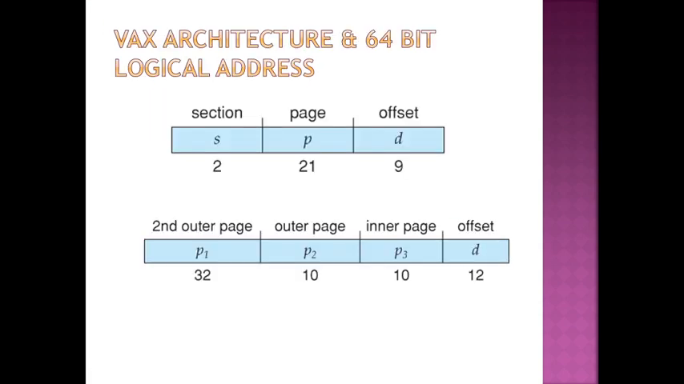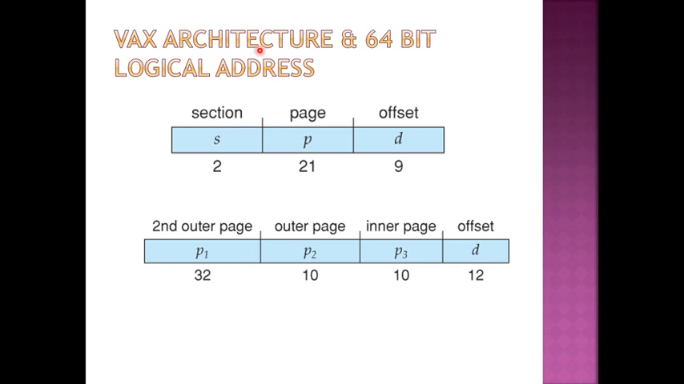Considering an architecture known as VAX architecture, this is a variation of the two-level hierarchy that we have seen. In this case, as you can see, there are something known as sections that are created. So in VAX architecture, the whole logical address space is divided into 4 sections, and each section has 2 raised to 30 bytes of address space.